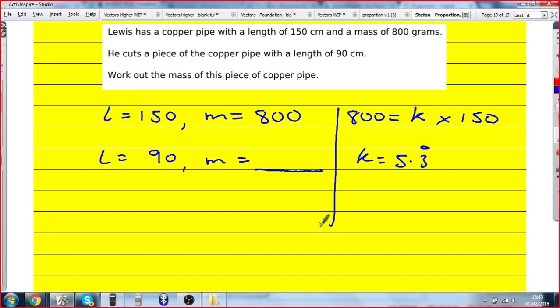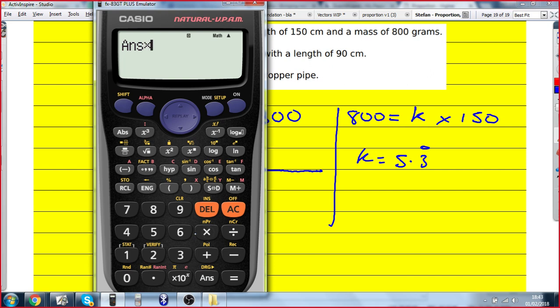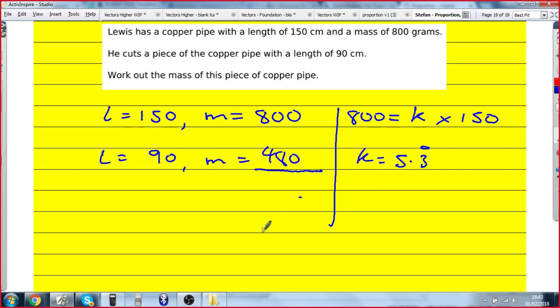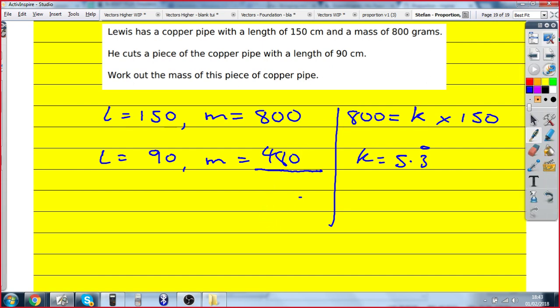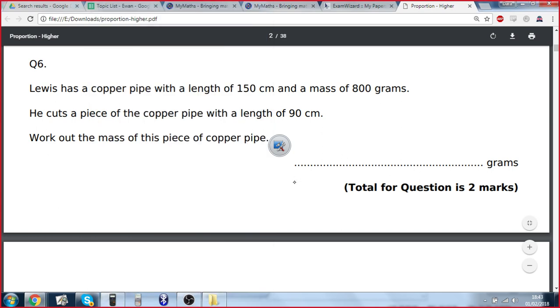Okay, we need the mass when the length is 90. Mass equals 5.3 times 90. So 5.3 times 90, 480, that's it. Any questions there? No. There's another way to do these, but I think this is the most straightforward way.